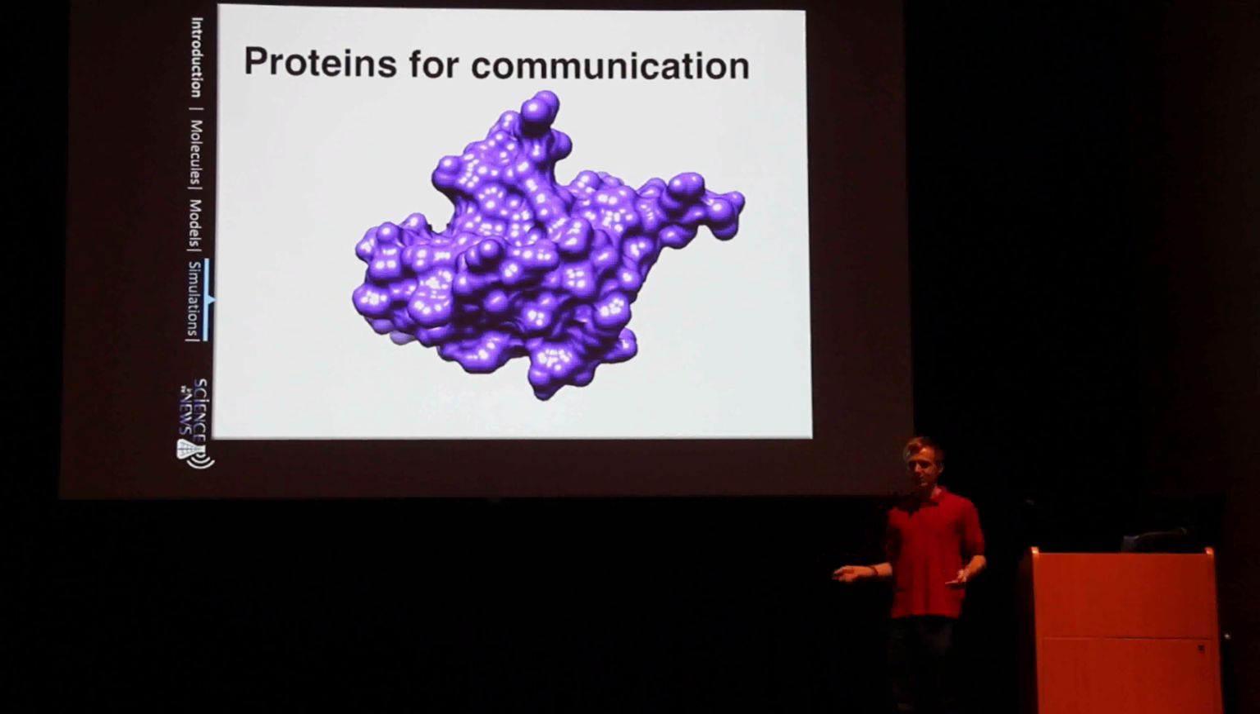One of the most important things a neuron does is communicate with other neurons. Neurons are designed to communicate with each other. And so we can study the proteins that are used for that communication. And we'll look at an example of that a little bit later on.